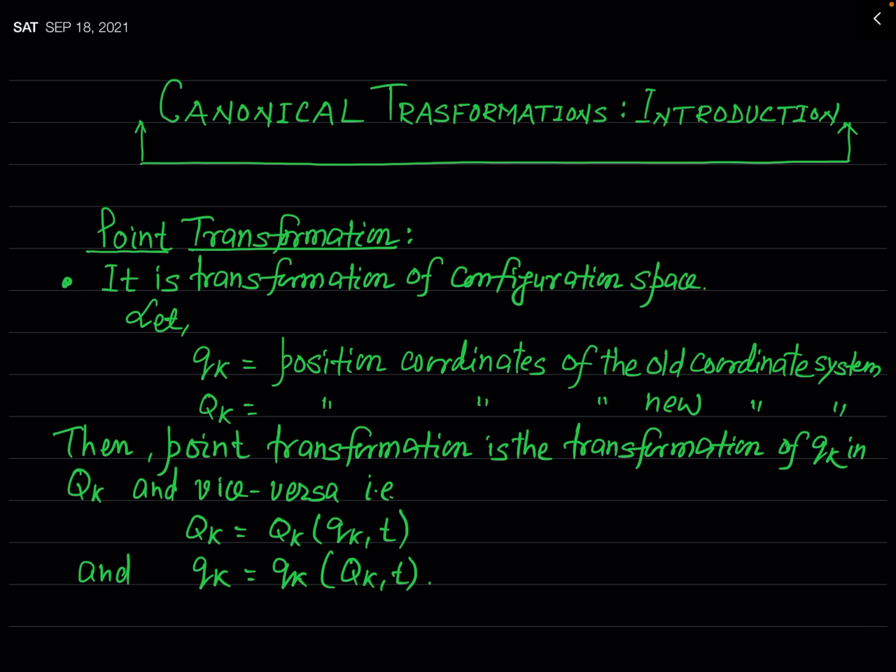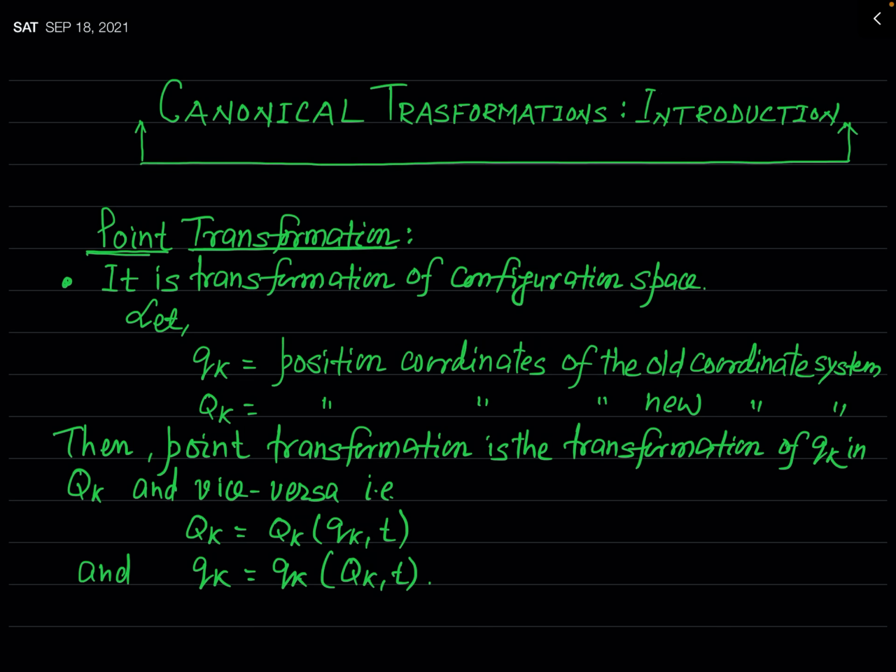Broadly speaking, we can say there are two types of transformations. The first one is known as point transformation. When you say point transformation, this is simply a transformation of configuration space. And transformation of configuration space means what? This is only a transformation of position coordinates, not the momentum coordinates.